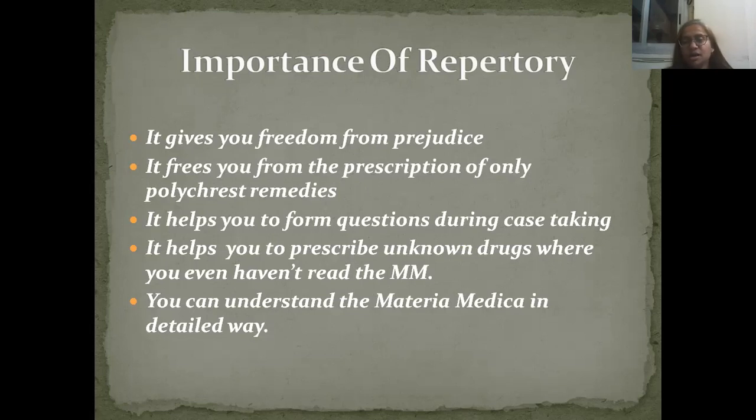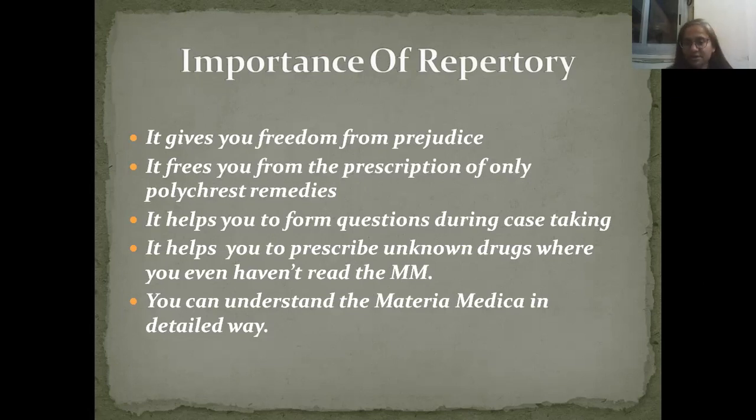It also helps us to form questions during case taking. So if you are thinking about some remedy, or some remedy is coming up in your repertory chart, you can ask questions which can clear your confusion, or which can verify the remedy. It helps you to prescribe unknown drugs which you have not even heard about or read in the materia medica. For example, carbamazepine. I never heard about this remedy. I never saw the materia medica of this remedy. But I could prescribe this if I use Marsh clinical repertory. This is the beauty of repertory.